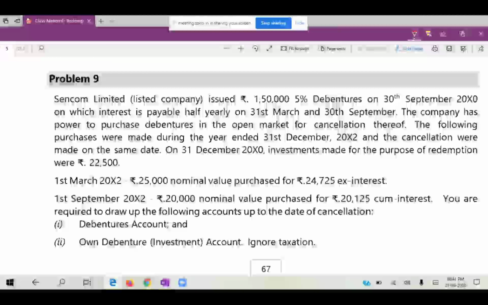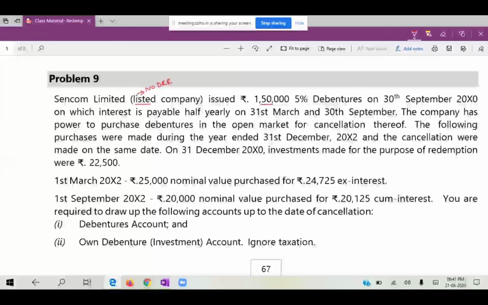So Cencom Limited, again it's a listed company, therefore no DRR. Issued 1,50,000 5% debentures on 30th September 2000. So that means the date is 30th September 2000, on which interest is payable half yearly on 31st March and 30th September.